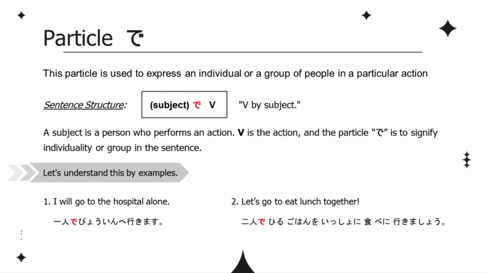Formation, it is another usage of the particle de. Subject plus de plus verb. A subject is a person who performs an action. V is the action, and the particle de is to signify individuality or group in the sentence. Let's understand this by examples. I will go to the hospital alone.